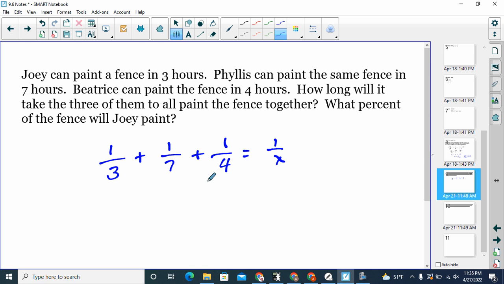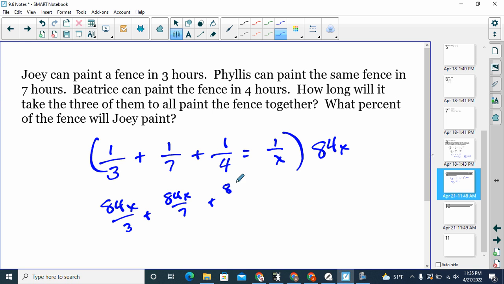7, 3, and 4 have a least common multiple of 84, I believe. 7 and 3 is 21. Times 4 gives us 84. 84 definitely goes into them. There is no other common multiple between them that's less than 84. So we want to multiply both sides by 84x. 84x over 3 plus 84x over 7 plus 84x over 4 is equal to 84x over x.